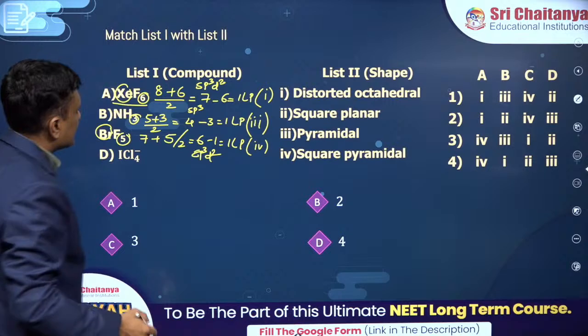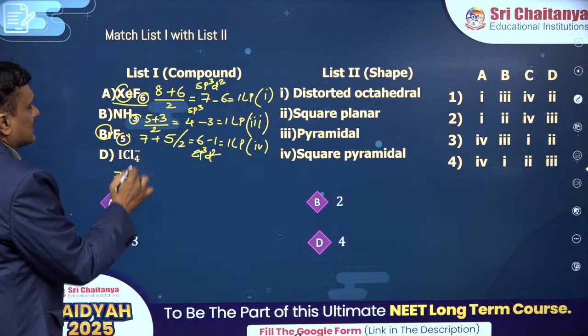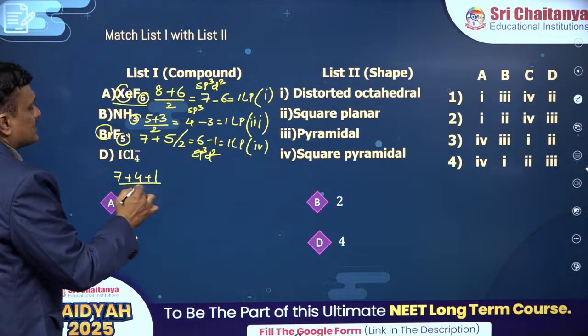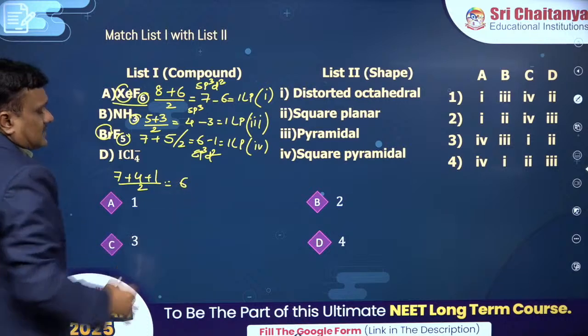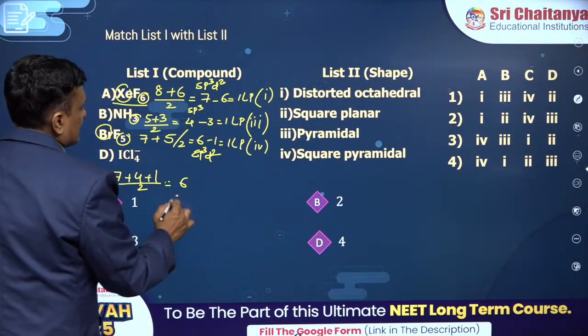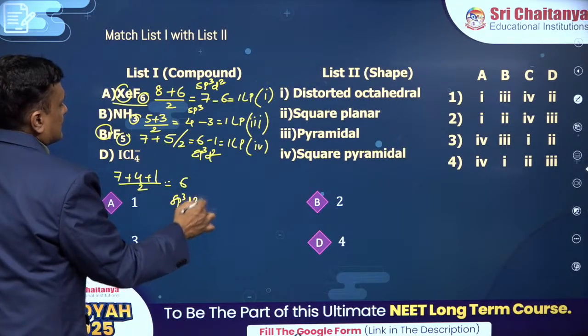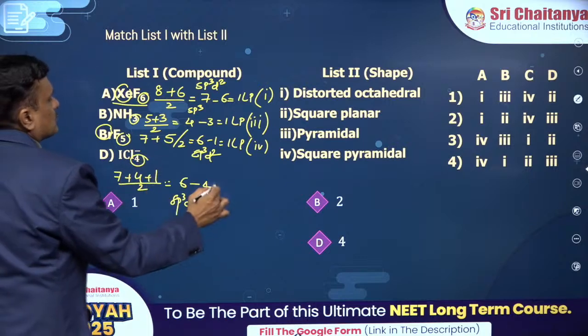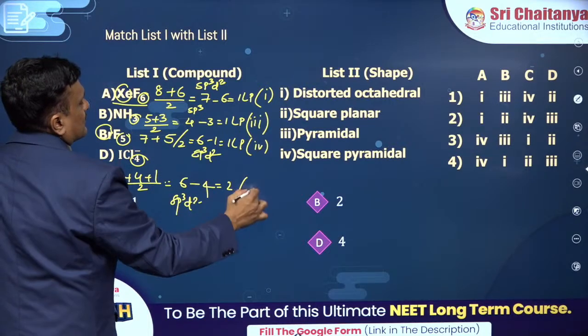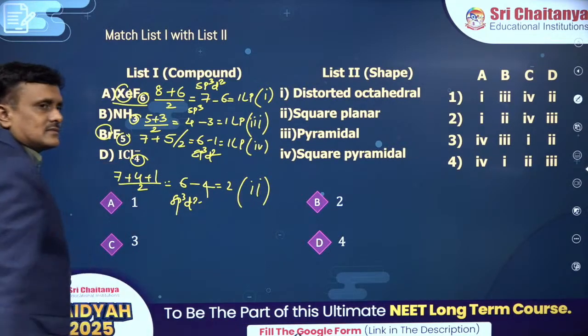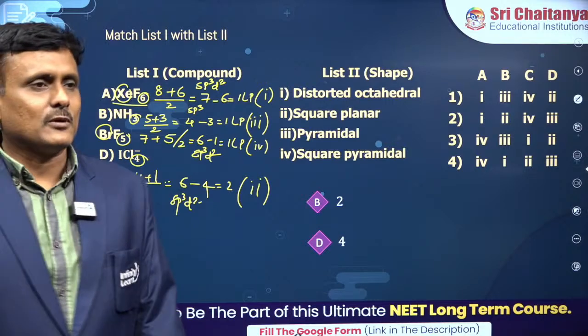Alright, and ICl4 minus: valence electrons plus halogens attached plus charge, by 2, gives 6. sp3d2 is the hybridization, minus atoms attached 4, 2 lone pairs, so geometry is square planar. That's it. This is the matching. I think you understood the formula. What do you all say?